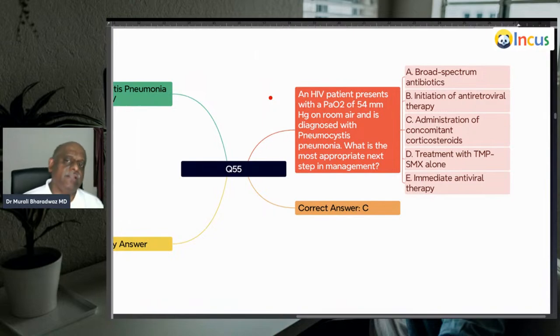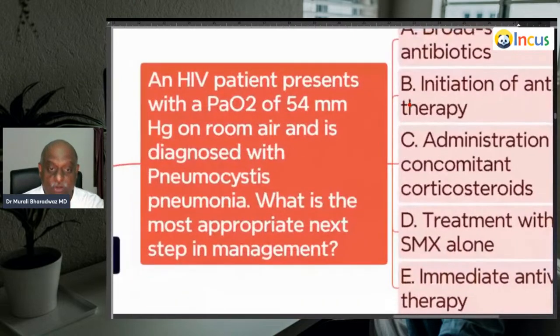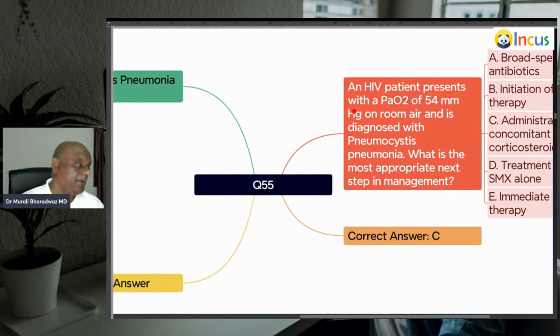HIV patient presents with PaO2 of 54, diagnosed with pneumocystis pneumonia. What is the next step in management? Doctor concomitantly gives steroids. Giving steroids in pneumonia? Oh my God. Giving steroids in pneumonia is a very challenging decision.